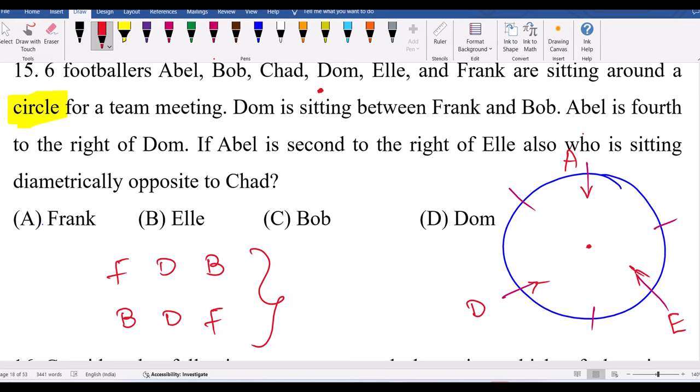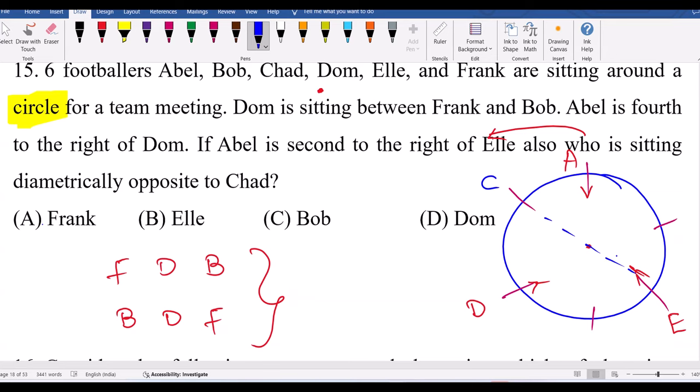And who is this related to? Ely is diagonally opposed to Chad. This is what diagonal means, diametrically, diameter, right? From one end to the other end. So C and D are opposite. That's what they want to convey.